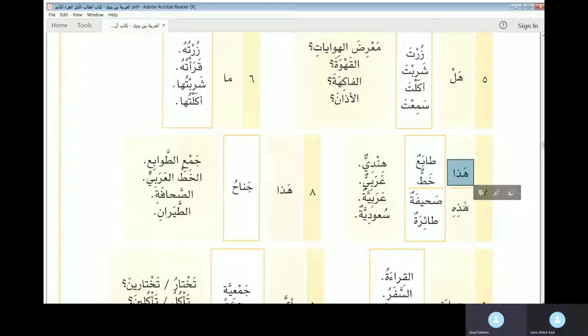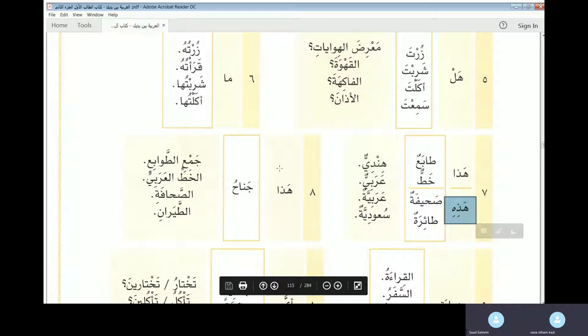هذا طابعان هنديان. This is an Indian stamp. هذا خط عربي. This is Arabic writing. هذه صحيفة عربية. This is an Arabic newspaper. هذه طائرة سعودية. This is a Saudi airplane. Saudi Airlines.